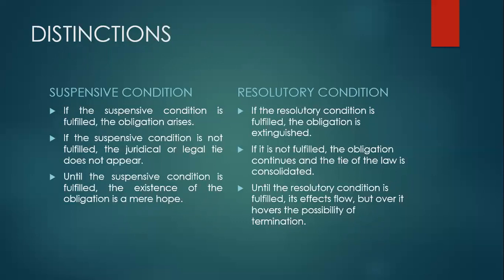Second, if the suspensive condition is not fulfilled, the juridical or legal tie does not appear, meaning to say, the obligation will not come into existence. On the other hand, if the resolutory condition is not fulfilled, the obligation continues and the tie of the law is consolidated. Just like the example we have given a while ago. If Miss C will not yet graduate from college, then the obligation of Mr. D will continue.